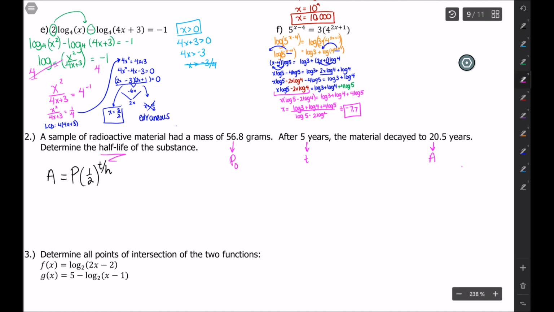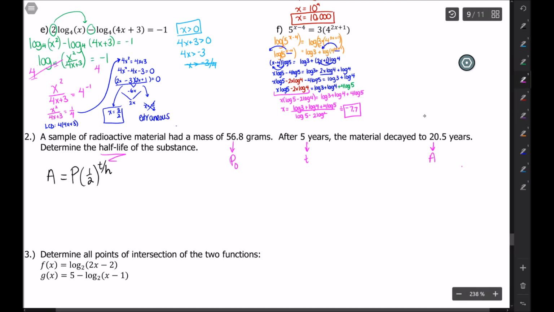Now, I'm going to plug in the information that I know. So I know that the new amount after 5 years is 20.5, sorry, this should say grams, not years. So we know that after 5 years, the material decayed to 20.5 grams. And we know that the initial amount is 56.8 grams. And a half-life will always be 1/2 because it's half of the substance. We know the time is 5 years. I just don't know what the actual half-life is.